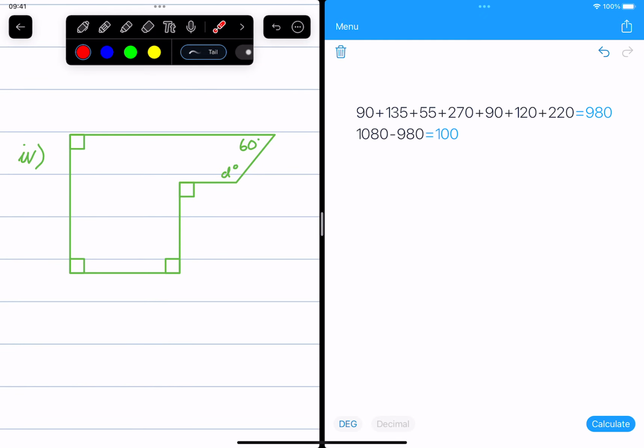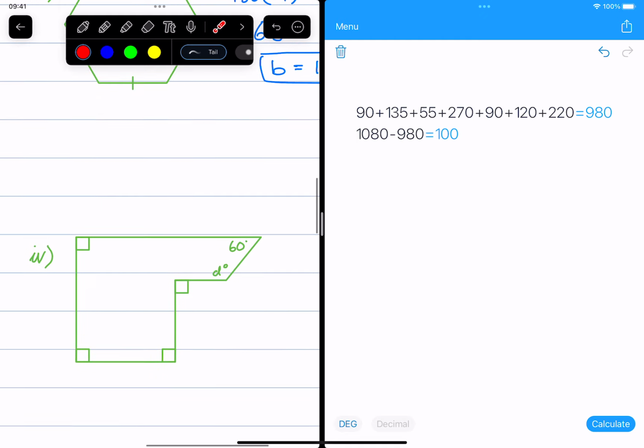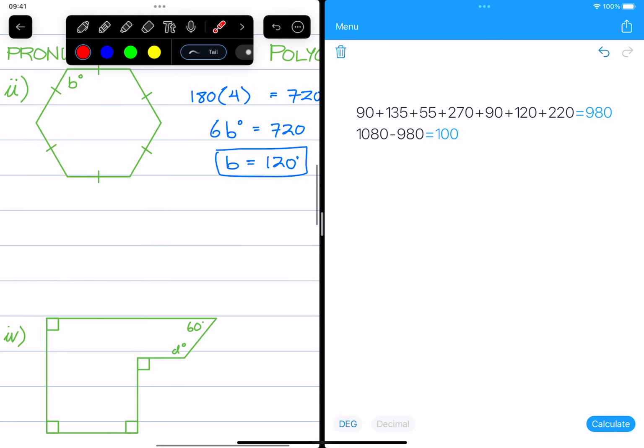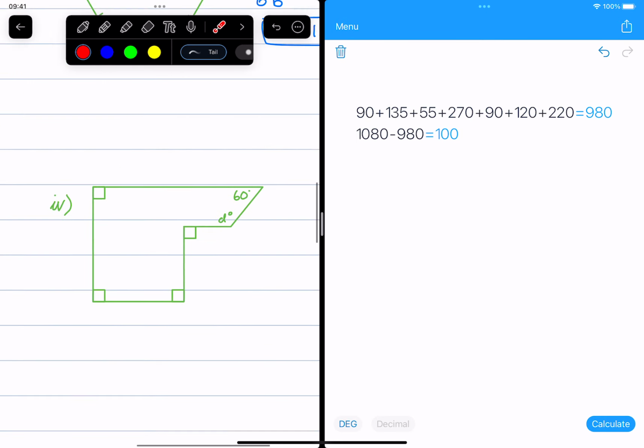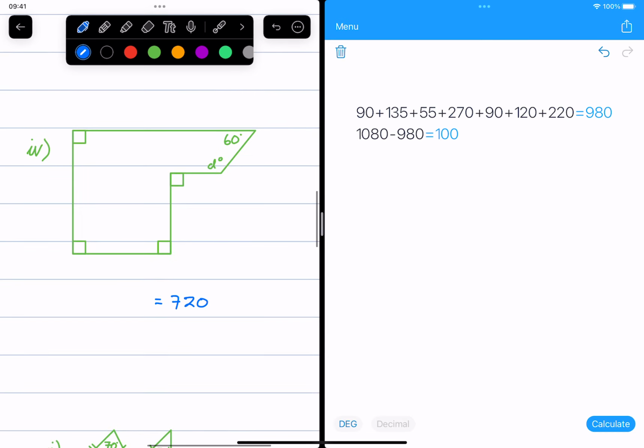Let's count how many sides first. 1, 2, 3, 4, 5, 6. Well, if we calculate that again, it'll be the same as this, because this is also a 6-sided shape. Okay, so we know that it will add up to 720. So the sum should equal 720. But once again, if we calculate and count carefully, it's 90, 90, 90.